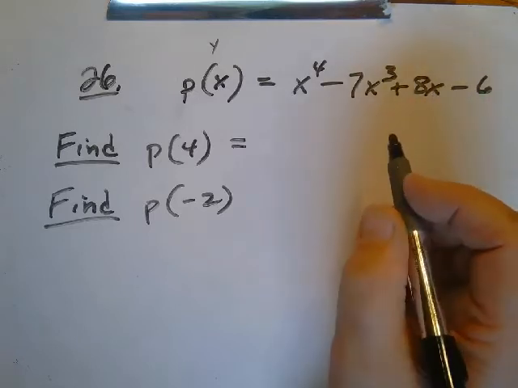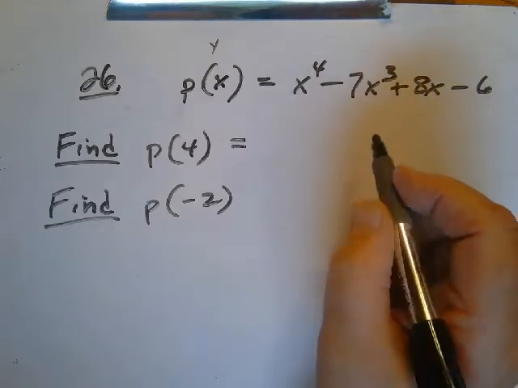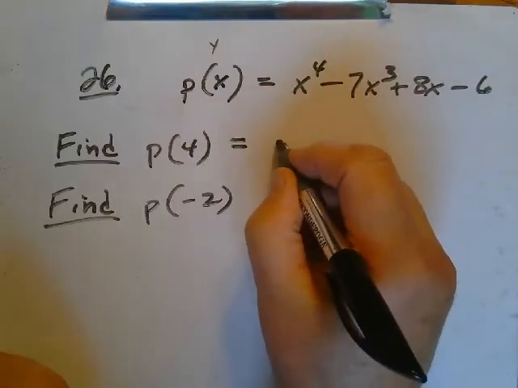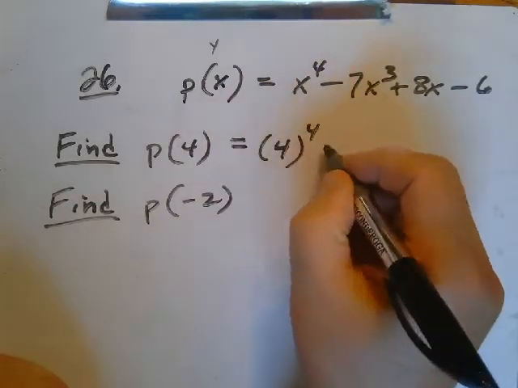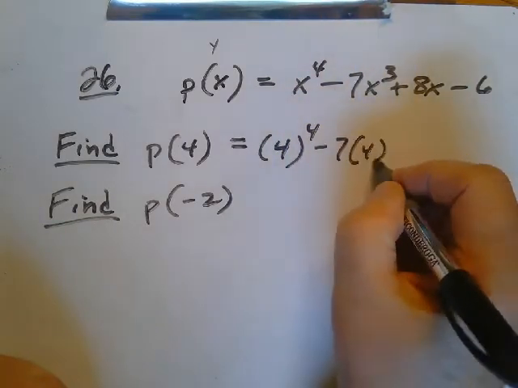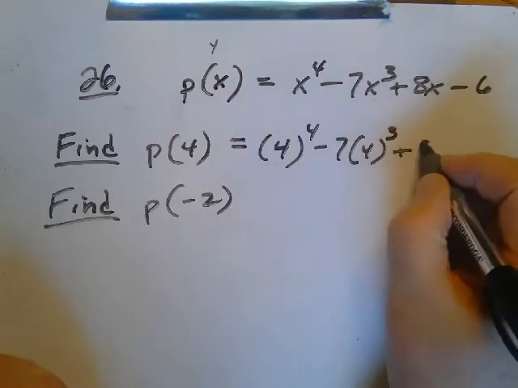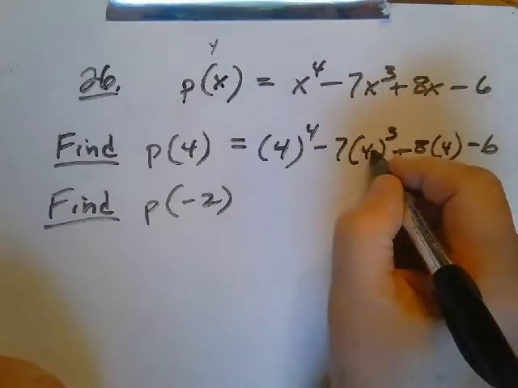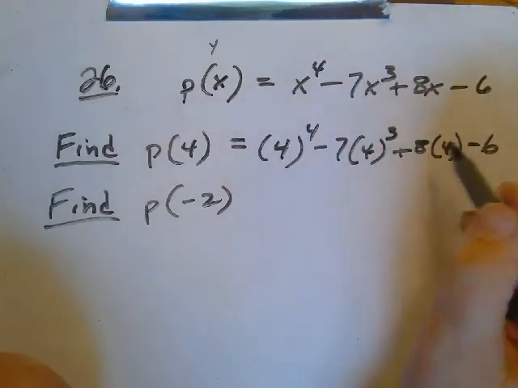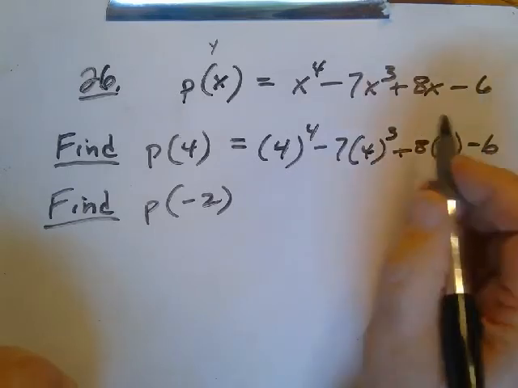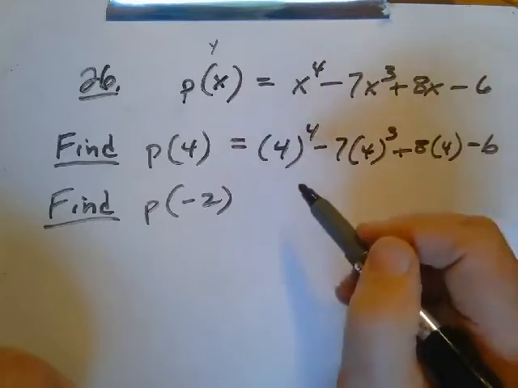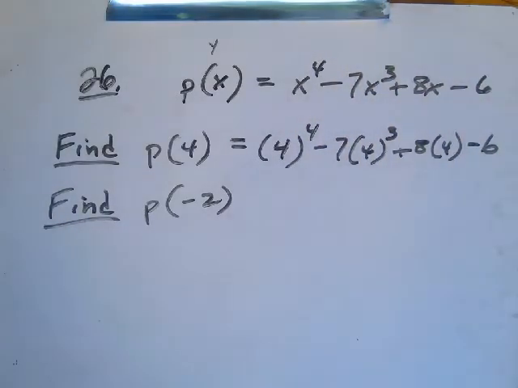Now, you could do this manually if you wanted to. I'm going to show you how to use the calculator here. You could take that 4 and stick it in here for x, and stick it in here for x, and stick it in here for x. And you could do all of this arithmetic, heaven forbid, there's a lot of arithmetic here, and calculate what p of 4 is. But it's so much easier just to do that with your calculator. So let's show you how to do that with your calculator, okay?